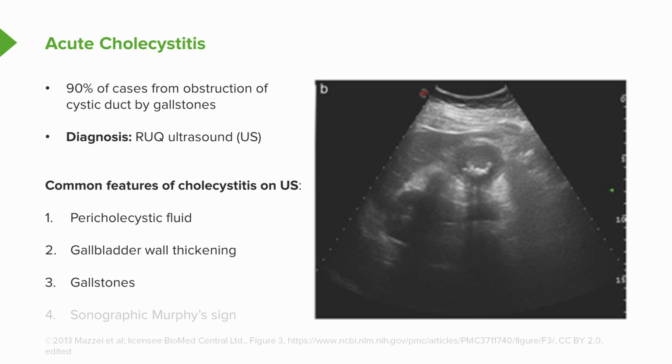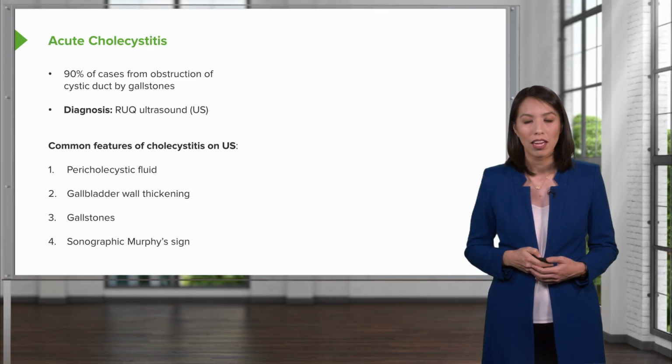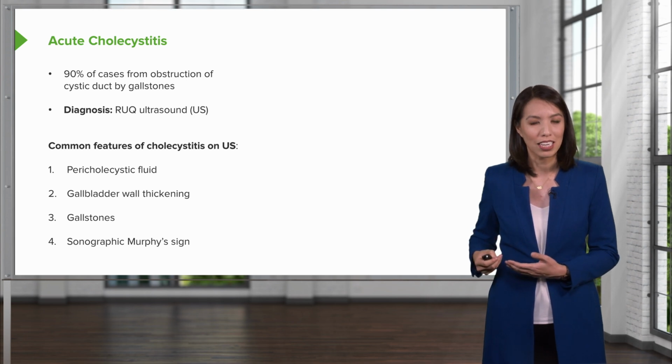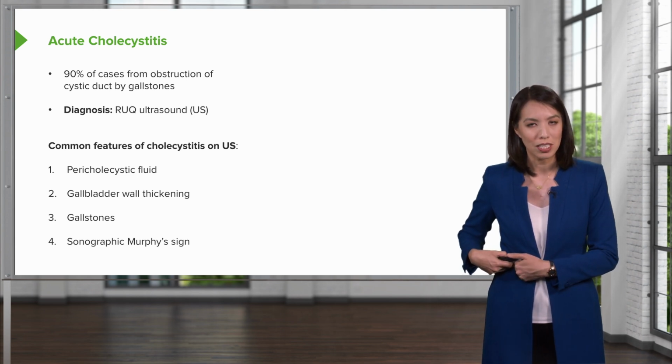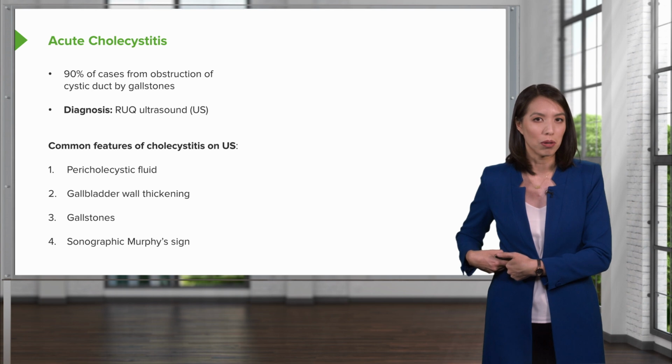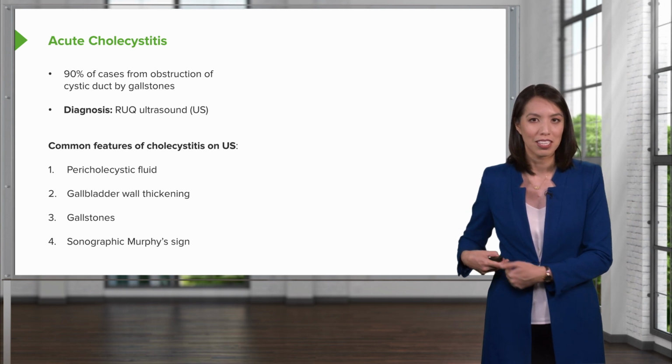You may see the presence of gallstones or biliary sludge within the gallbladder, as shown here, the echogenic or white material within the lumen of the gallbladder. And you may also find a sonographic Murphy sign. This is simply the same physical exam finding that we did earlier by pressing on the right upper quadrant and having the patient inspire, but in this case is done with the ultrasound probe pressing in on their right upper quadrant.